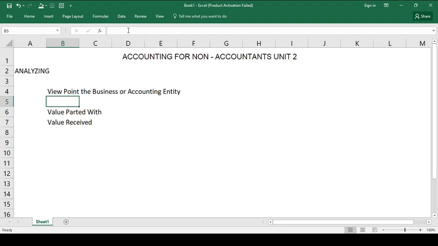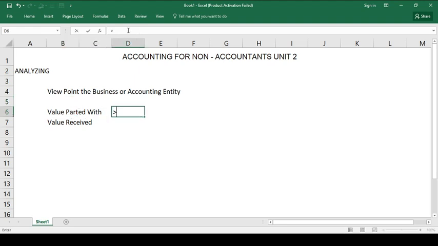So if that is the transaction, ano po yung value parted with? Nagbayad ng utang. So, obviously, kung nagbayad ka ng utang, you have an outflow of cash. Yung cash, lumabas sa business. Ano naman yung pumasok? Nabawasan po yung utang ko. That is the value received on that particular transaction.